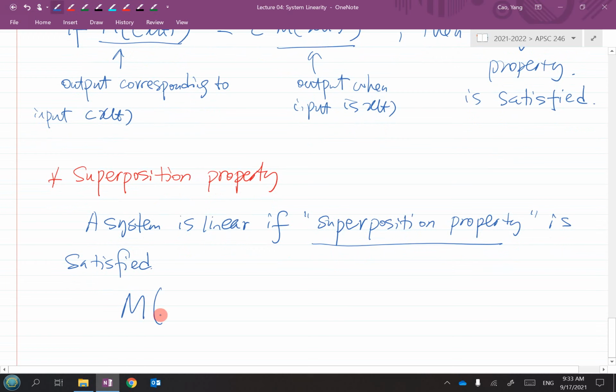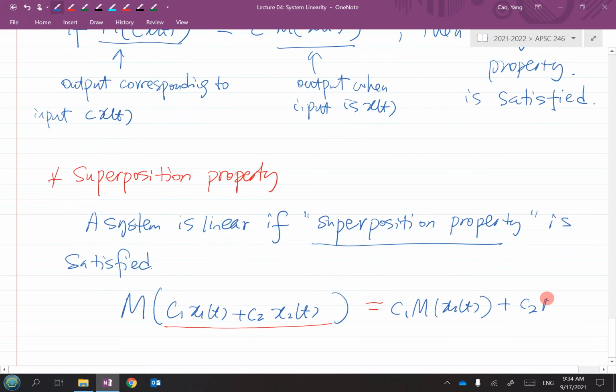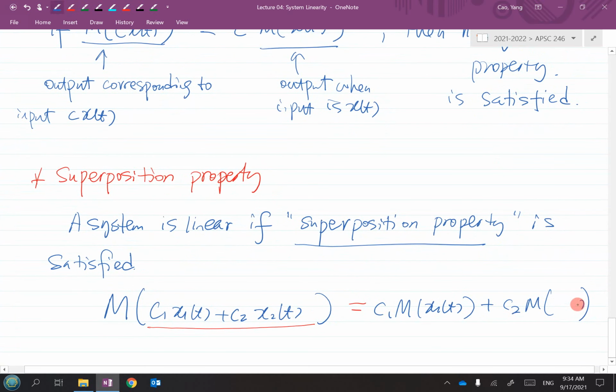The system is represented by operator M. The input of the system is C1 x1 of t plus C2 x2 of t. Okay, so this is your left side. Here is the input. What does it equal to? It's equal to C1 M x1 of t plus C2 M x2 of t. Okay. That is the superposition property.